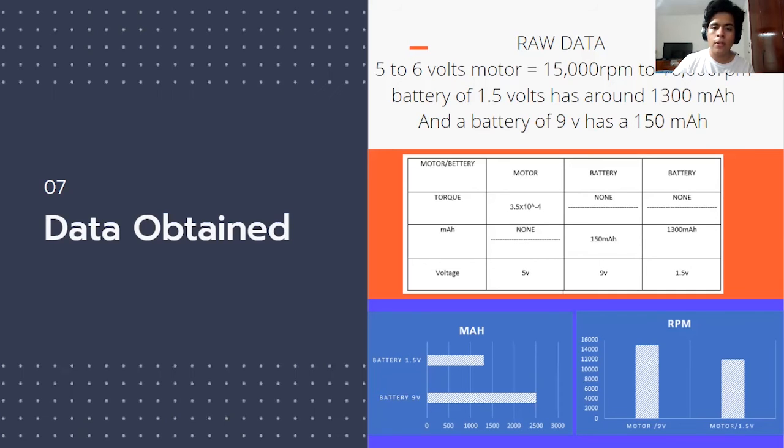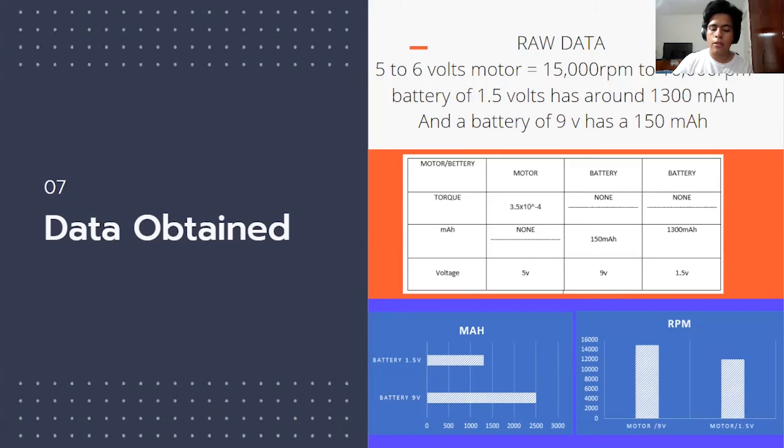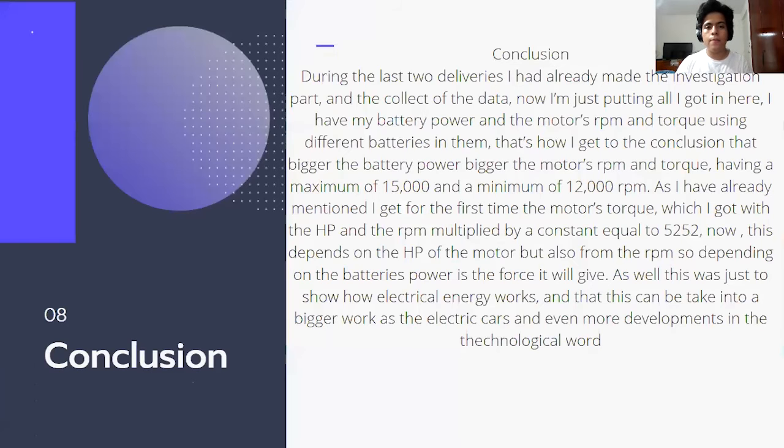It is pretty much the raw data, the comparison, and the table of compiled data. Well, this was pretty much all. In conclusion, I want to say that during these two deliveries, I have done the investigation part, the collection of data, and I just put it all together to show what I really did.